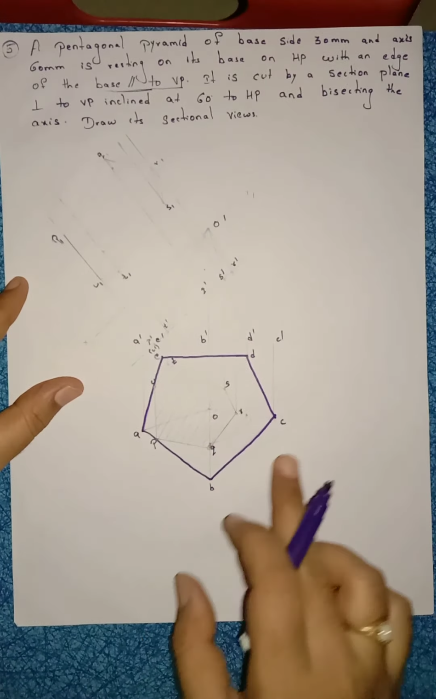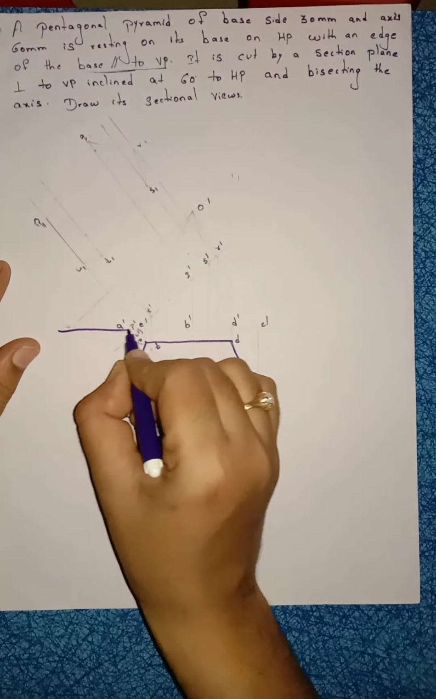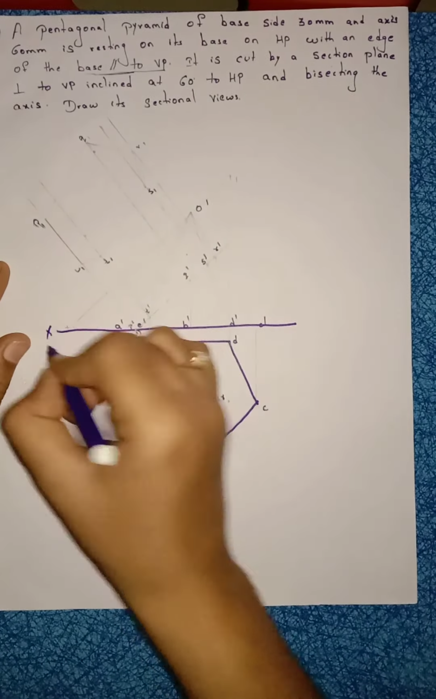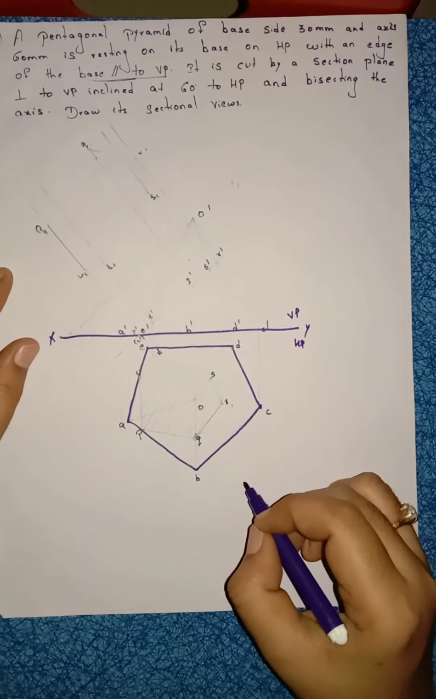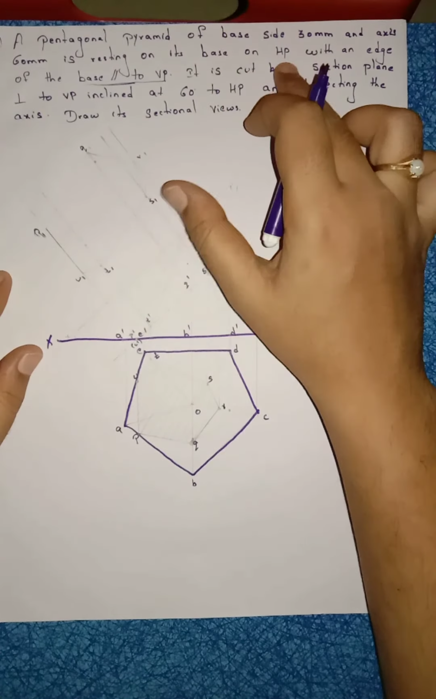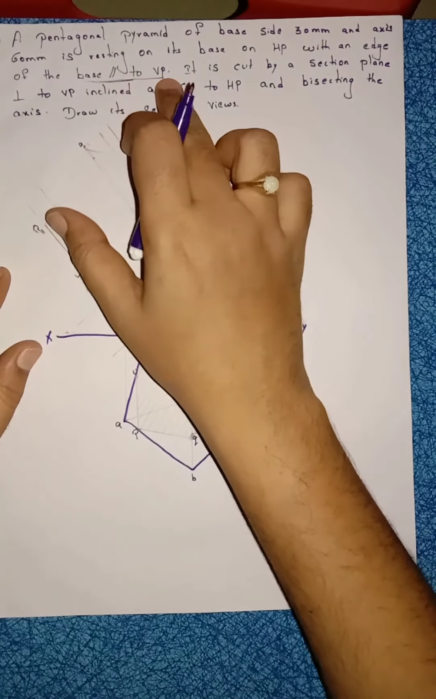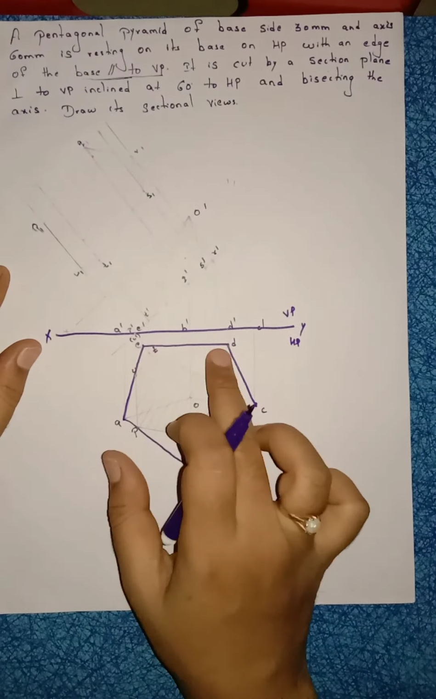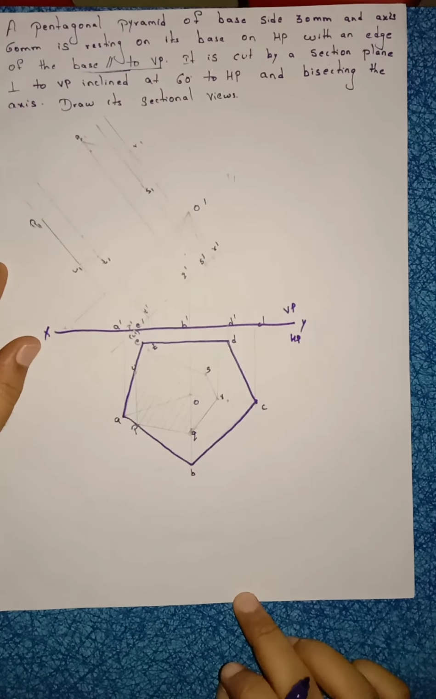Name it as A, B, C, D, E. Construct the pentagon. Leave 5 mm gap. Draw the reference line X, Y, vertical plane, horizontal plane. Now you see here, pentagonal pyramid base on HP. I am constructing the pentagon on HP. Condition is the edge of the base is parallel to VP.